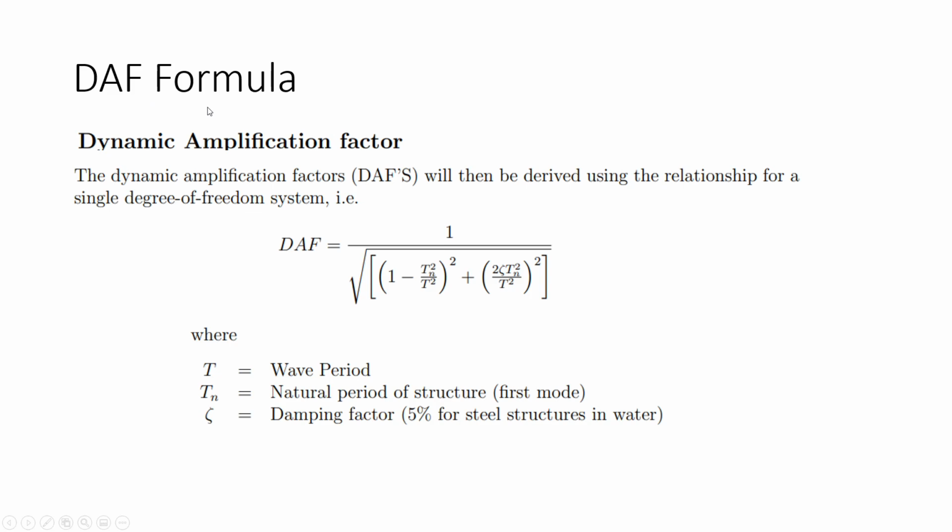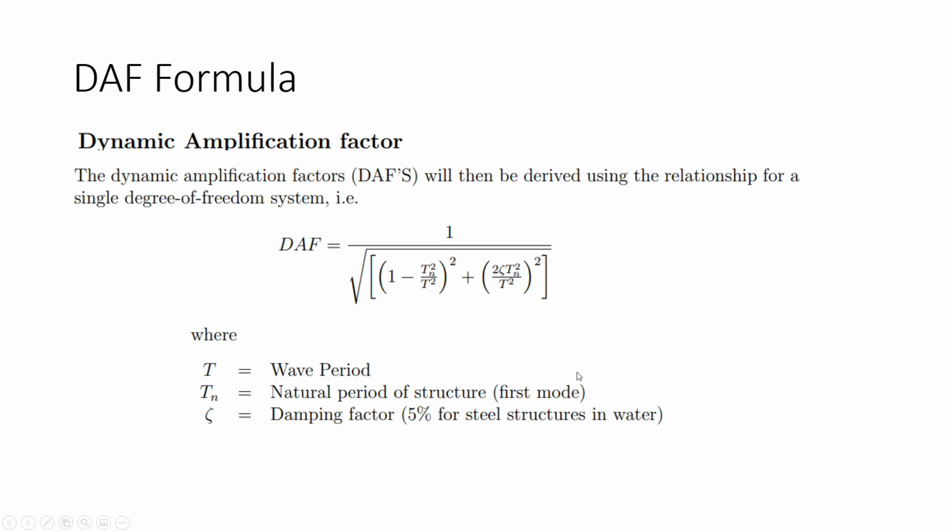Next is the DAF formula, the Dynamic Amplification Factor. Here DAF equals 1 by root of 1 minus Tn square divided by T square, where eta is also involved. Here there are three unknowns: Tn, T, and eta. Eta is nothing but the damping factor of 5%. For a steel structure you have to take 5% here, and there is a T square. This Tn is the natural period of the structure.